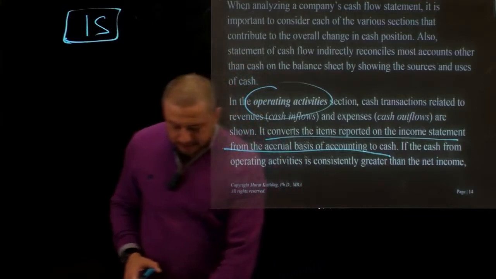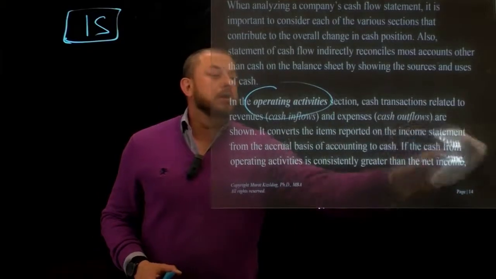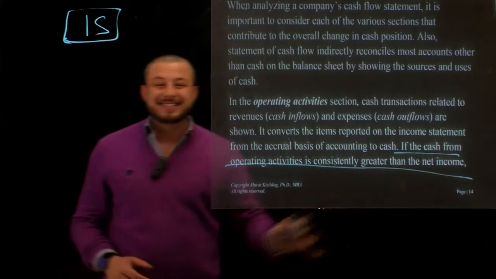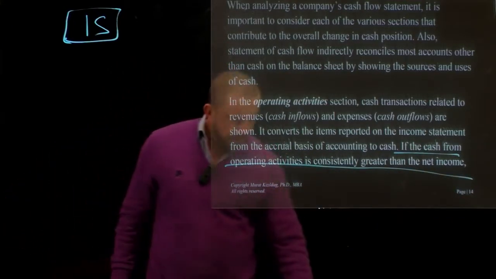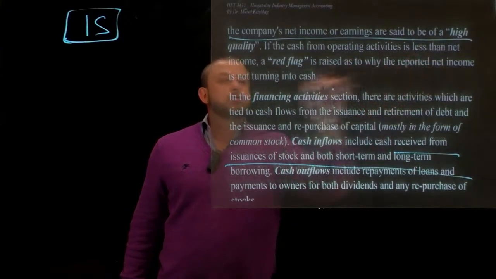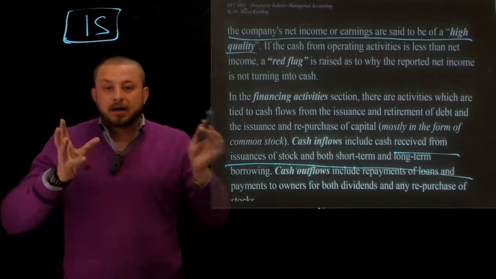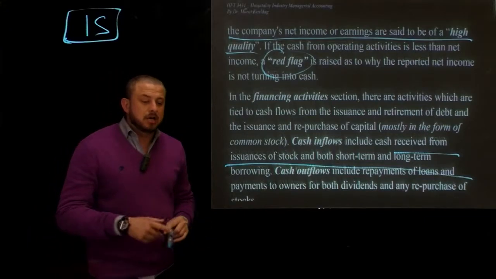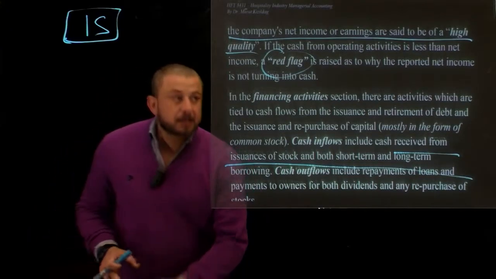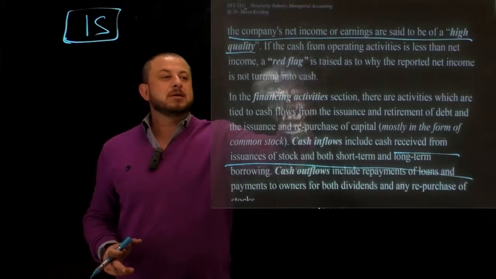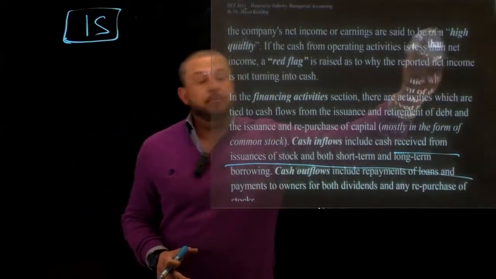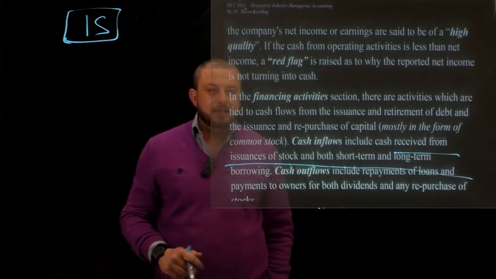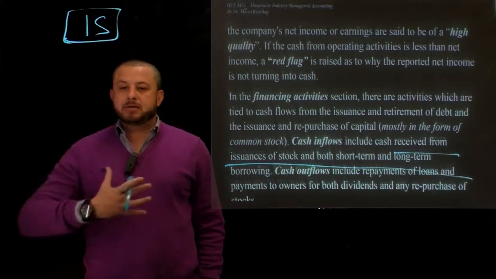So the operating activities section lists revenues and expenses, and it shows the operating activities in terms of the cash flows. Let me highlight one thing over here, guys, which is very important. If the cash from the operating activities is consistently greater than the net income, the company's earnings are said to be of high quality. Otherwise, vice versa, it will raise a red flag. That's where the red flag terminology comes from. If the cash flow from operating activities is less than the net income, that means you, as a company, are not creating enough cash flow, and there's a red flag in there. So this is the operating activities, again, based on revenues and expenses.